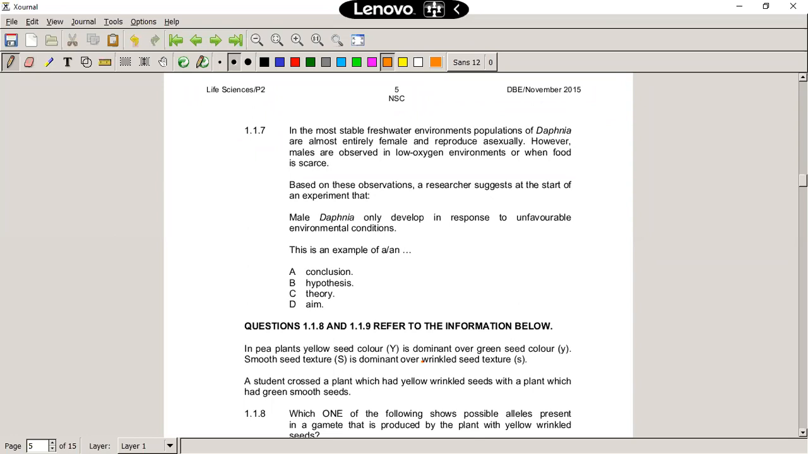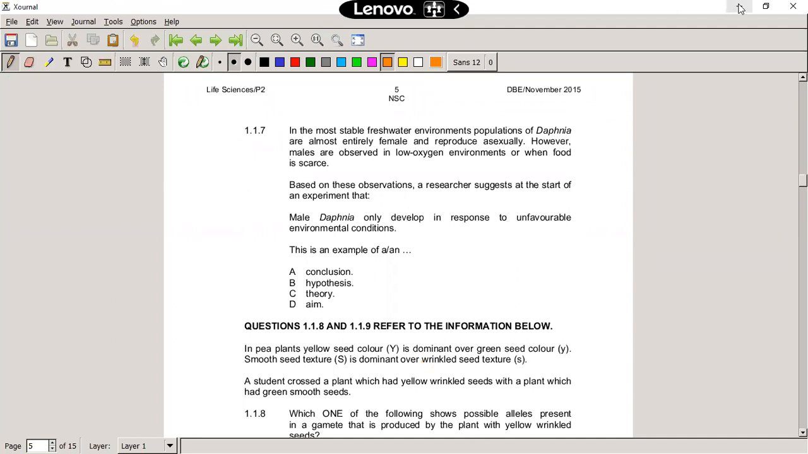And in this case, 1.1.7 is B. It's a hypothesis. He hasn't done any physical research yet. He's just coming up with a prediction on what he thinks the results of such an experiment would be. So 1.1.7 is a hypothesis, which is a prediction on the results of an investigation. And so the answer is B.